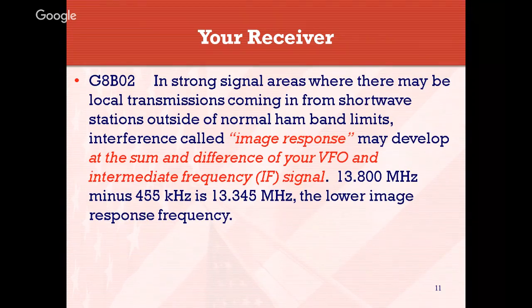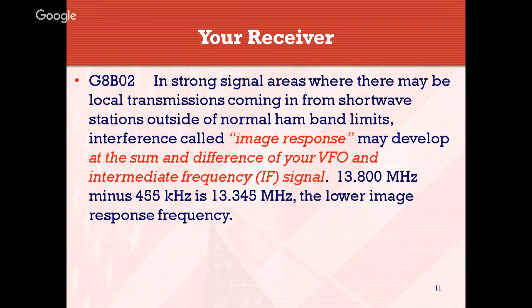In strong signal areas where there may be local transmissions coming in from shortwave stations outside of the normal ham bands, interference called image response may develop at the sum and difference of your VFO and intermediate frequency IF signal. 13.8 megahertz minus 455 kilohertz, which is a typical IF, or local frequency within your radio, is 13.345. So you get a lower image response frequency.